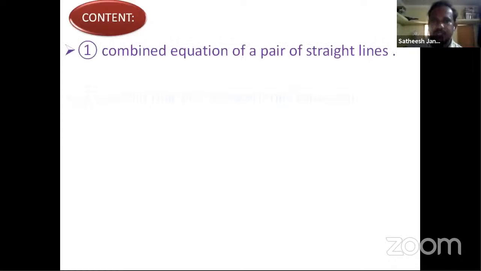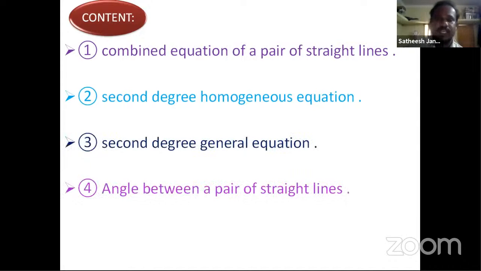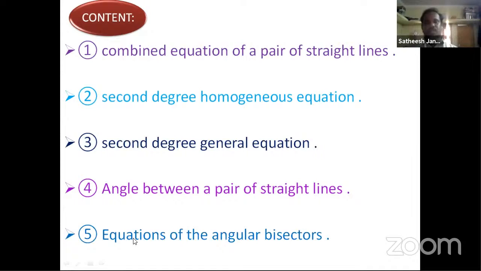Coming to the content, today we will discuss these topics: combined equation of a pair of straight lines, second degree homogeneous equations, second degree general equation, fourth one is angle between a pair of straight lines, and our fifth one is equation of the angular bisectors.